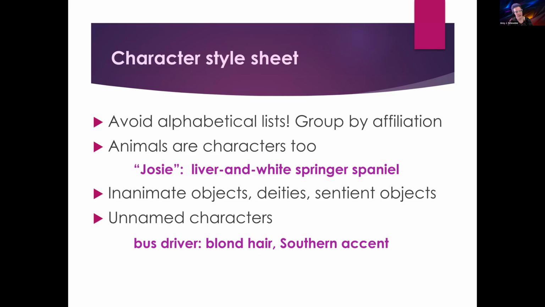You might have sentient weapons and objects. Think about, like in the Lord of the Rings, you had Frodo's Sting. That's a character. Or the Sorting Hat in Harry Potter. That's a character. You might have fictional deities or characters that aren't even named, but they still have characteristics and they might be referred to later. And we need to remember, did that bus driver have blonde hair or brown hair?